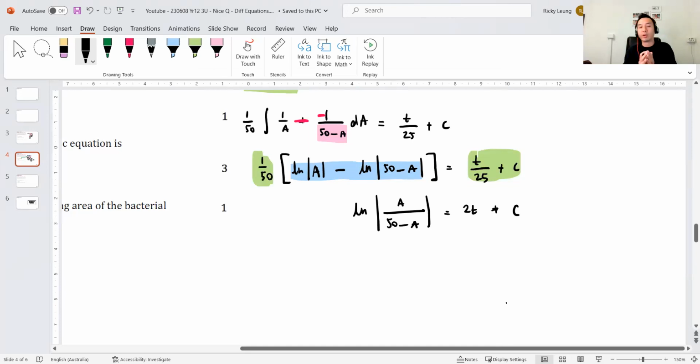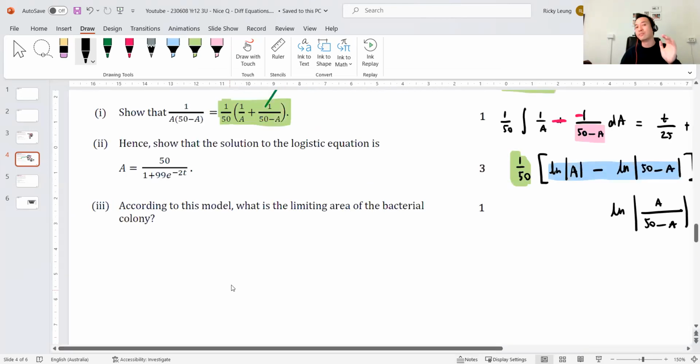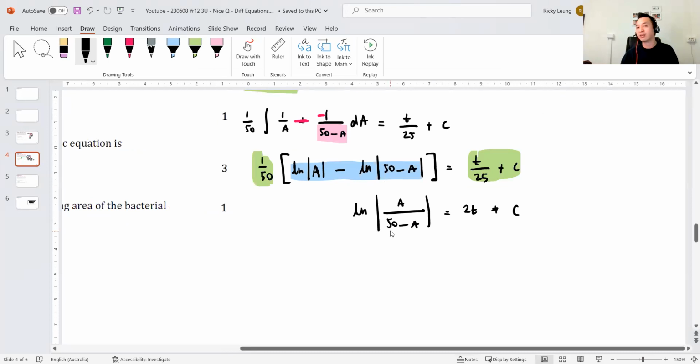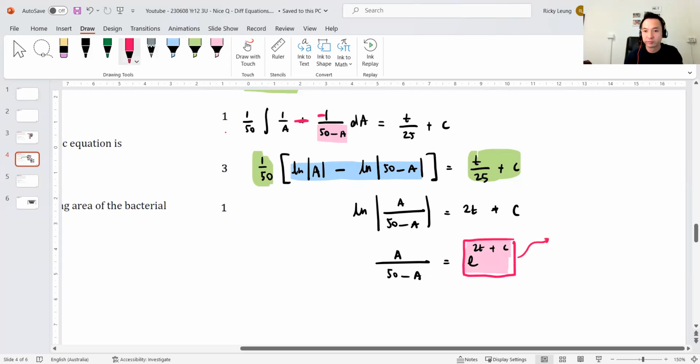All right, now, what am I trying to do? If you look at the question, I'm trying to make a the subject, right? So I need to get rid of the ln and then algebra my way through this, right? So a on 50 minus a equals to exponential 2t plus c. Now, I always ask my students, is it okay if I re-express this as e2t times ec? So basically break the fraction, break the powers, and then replace ec, c is a constant, e to the power of c is a constant. I'm just going to replace this with the letter capital A.